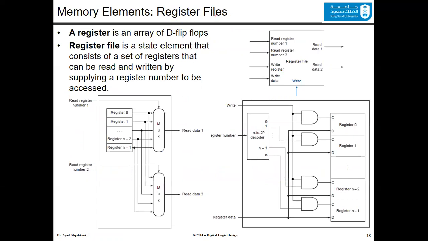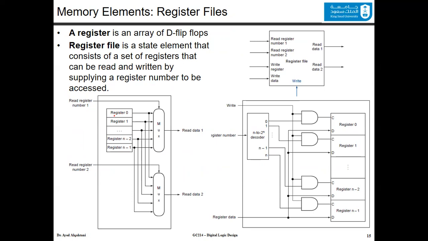Now, the register file is a collective group of different or similar registers. A register is an array of D flip-flops, as we said before. A register file is a state element that consists of a set of registers that can be read and written by supplying a register number to be accessed, meaning that you need to know which register you want to access, so you have to have its address.